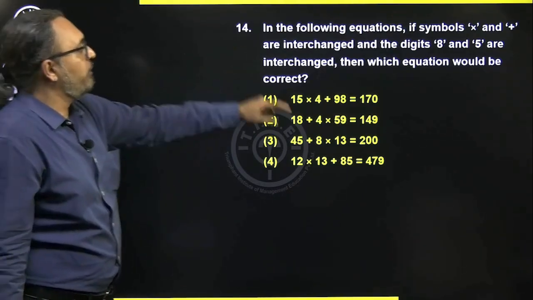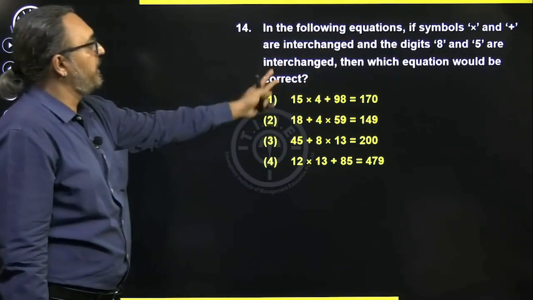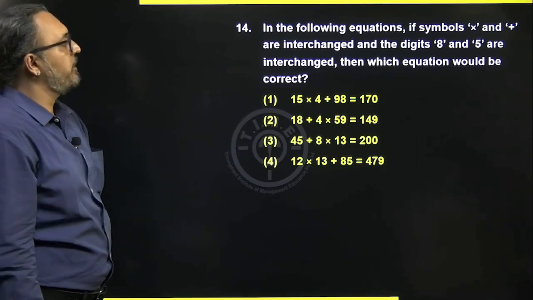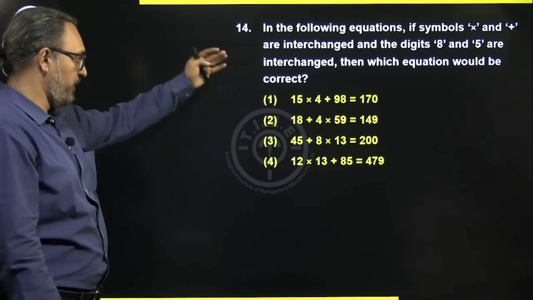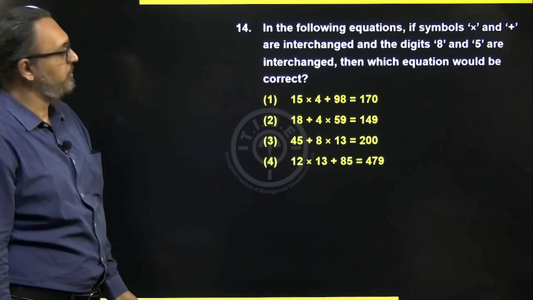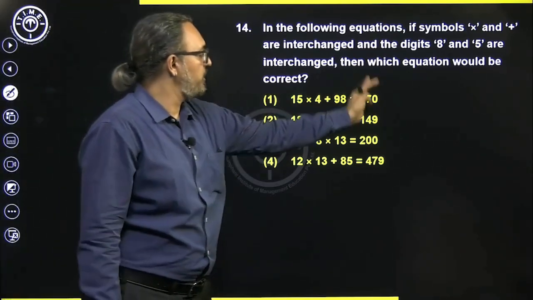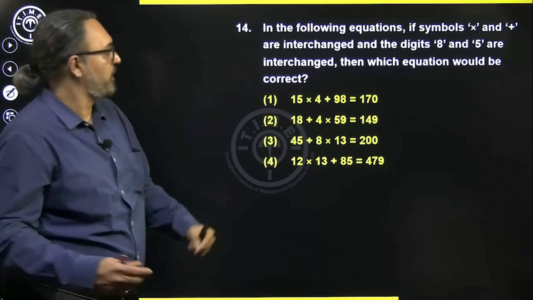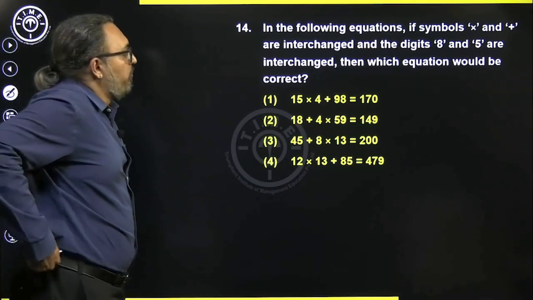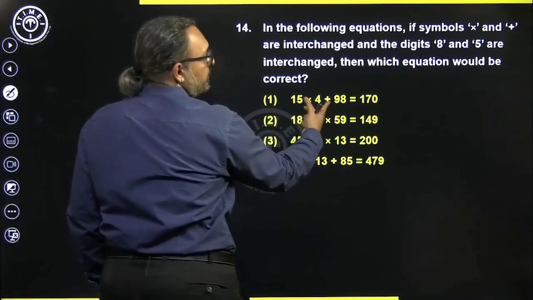Now in the following equations, if symbols into and plus are interchanged and the digits 8 and 5 are interchanged, which equation would be correct? So I need to see which equation would be correct, right? Now when you look at the right hand side, all are some very big numbers. So let us see. So into and plus are interchanged.